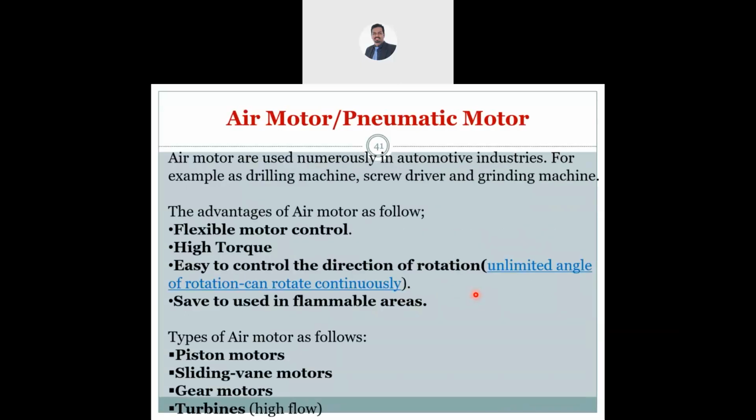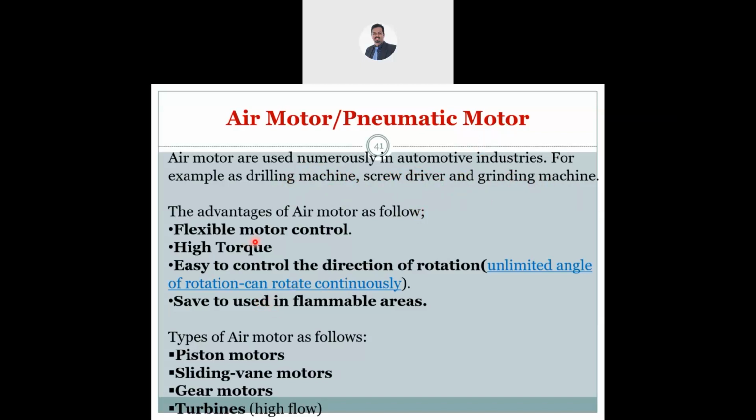Okay, then you have air motors or pneumatic motors. Okay, so air motors will be very helpful, especially in the automotive industry. You can see this in the car workshop or motor workshop. So you always will have like a drill machine, screwdriver, grinding. So you are using compressed air in the car workshop to unscrew or screw nuts, or drill or grind. You can use all that.